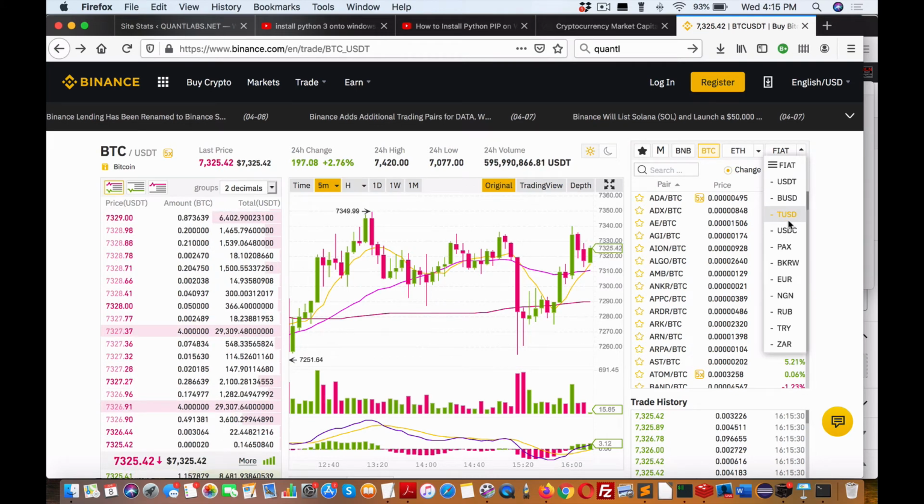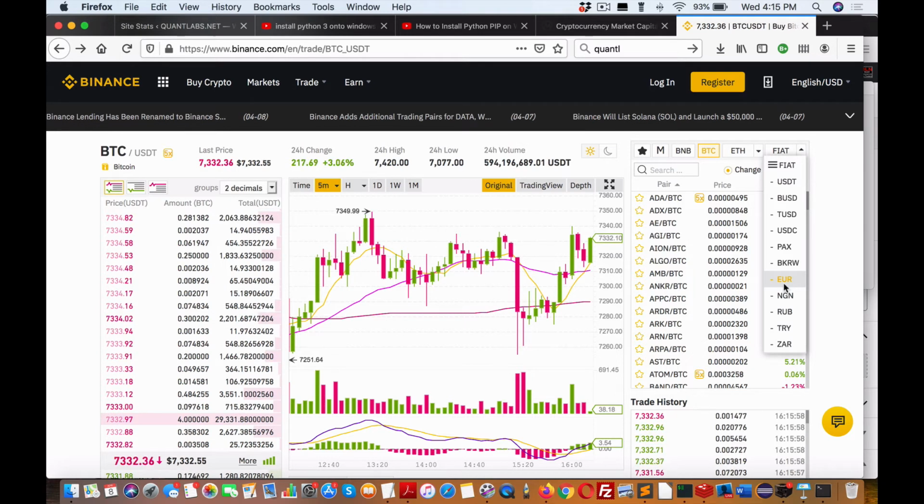There's this other one called TUSD, USDC, and PAX. These 3 are also tethered to the US dollar, but again, the volume's nowhere close to USDT. So that's why I only focus on USDT. Okay, and then we have these new ones. Again, they're constantly added.